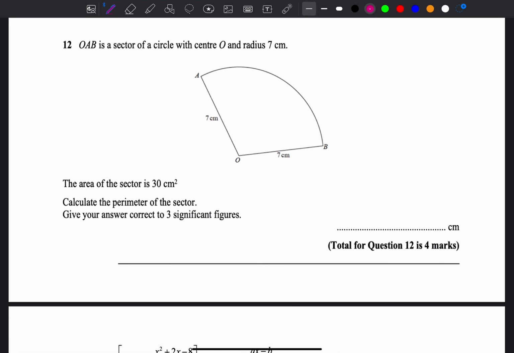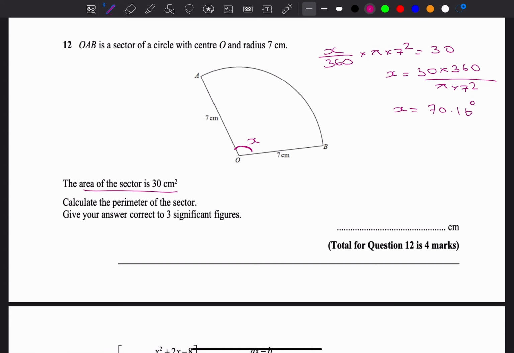Area of sector, you want the perimeter, so you want the missing angle x over 360, and the area of sector is 30. So pi times radius 7 squared equals 30. That's the area of that. X is 30, you times it by 360, the whole thing divided by pi times 7 squared. And the angle is 30 times 360 over pi times 7 squared, which gives you 70.16. Always do 2 decimal places in the middle of a question.